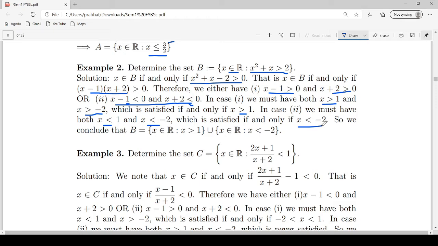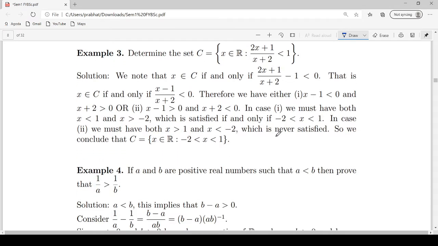So your set B is the union of two sets. First, the set of all real numbers x such that x is greater than 1, and second, the set of all real numbers x such that x is less than minus 2. In that way you have found your set B. Now next example.